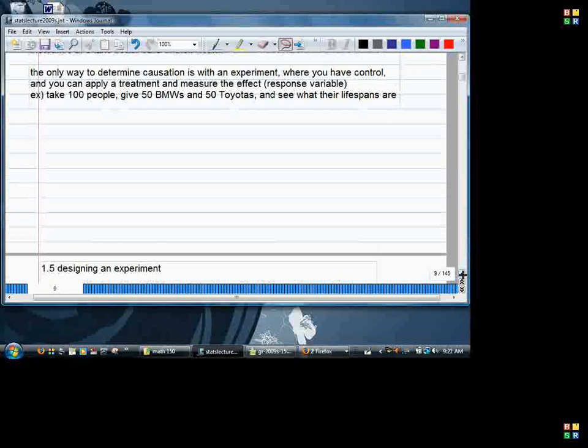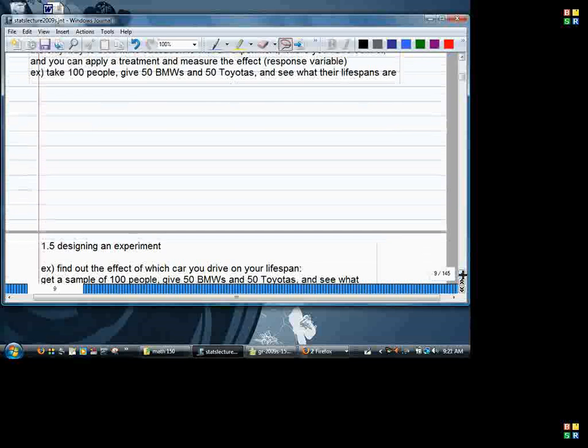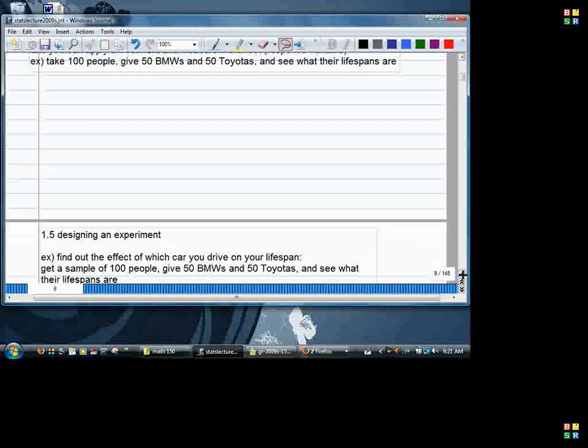Where we said if you drive a BMW, you live longer. Well, not really. In order to find out if that's really true, you'd have to do an experiment. So let's talk about how to do that experiment and how to design it. You want to find out the effect of which car you drive on your lifespan. So you get a sample of 100 people, give 50 of them BMWs, give 50 of them Toyotas, and then you see what their lifespans are.